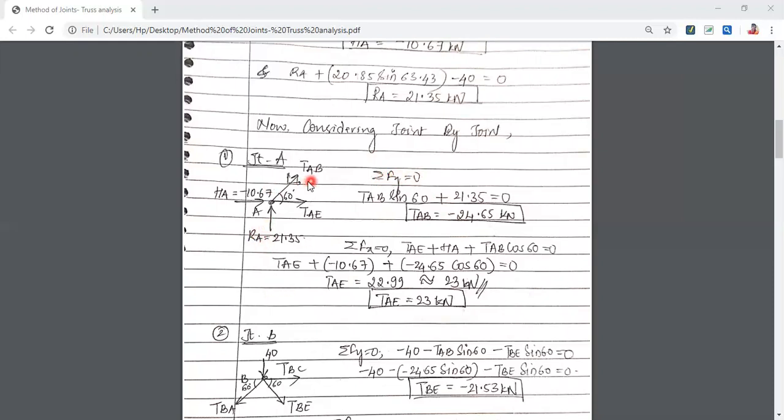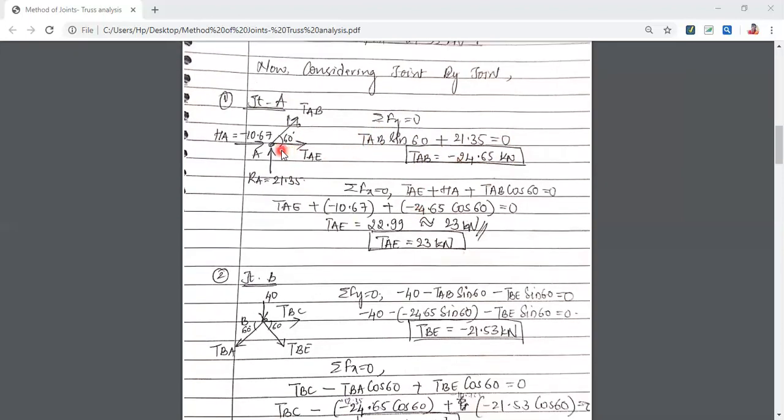I have plus RA and the component of this, that is TAB sine of 60 equal to 0. From this I'll substitute the known value RA and I get the value of TAB, which is negative. Then I take summation Fx equal to 0. TAE plus HA plus TAB cos of 60. TAE is unknown, and HA, its value is minus 10, so I'll put it along with its sign. And TAB cos of 60, I got TAB negative, so minus 24.65 cos of 60 in the brackets equal to 0. Solve this equation, you get the value of TAE, which is the unknown. So we have found both of these forces.